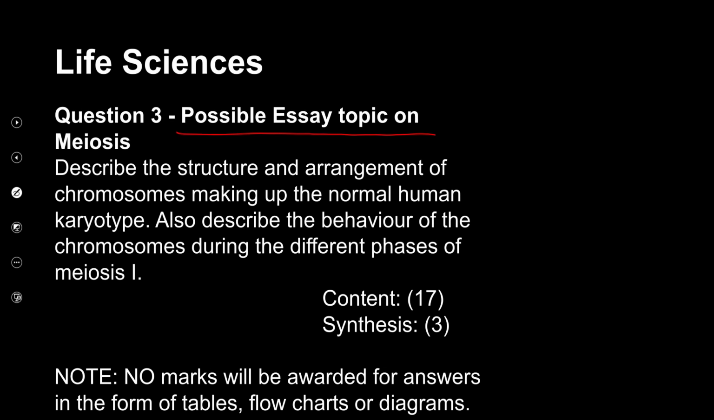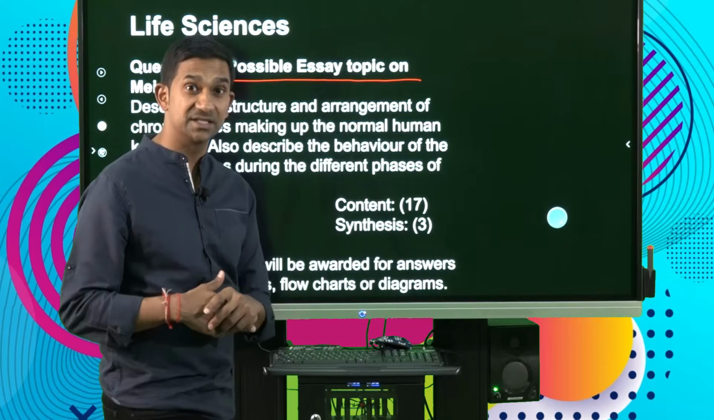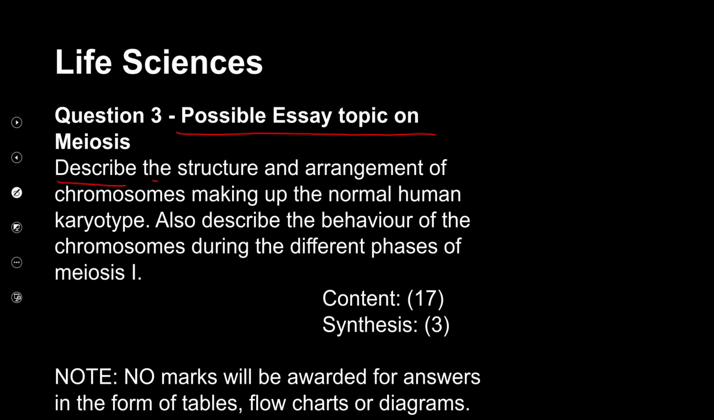It's important that we recognize again that essays can be set on a question in meiosis where we'd have to discuss various different processes or even when meiosis goes wrong. So let's look at one topic and let's see how to answer that question. Describe the structure and arrangement of chromosomes making up a normal human karyotype. So guys, a normal human karyotype is essentially an individual that is not affected by any genetic disorder. Also describe the behavior of the chromosomes during the different phases of meiosis I.